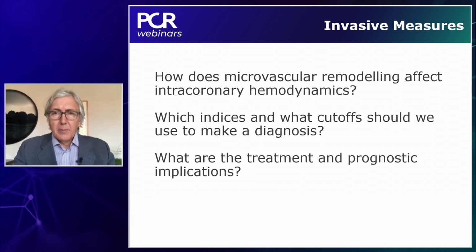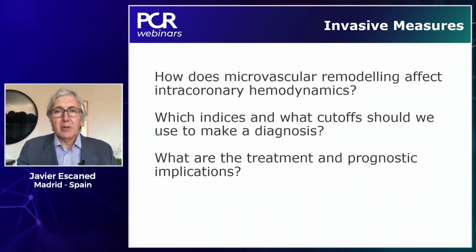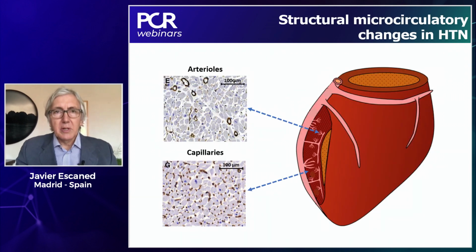So basically, following your very nice presentation, Deepaka, what follows is how does this microvascular remodeling affect intracoronary hemodynamics? This is an important question because this is what will set the framework for really interrogating this with intracoronary testing. Now, once we're using intracoronary testing, which indexes and what cutoffs should we use for diagnosis? And finally, what are the treatment and prognostic implications of this particular condition, which is structural remodeling of the microcirculation?